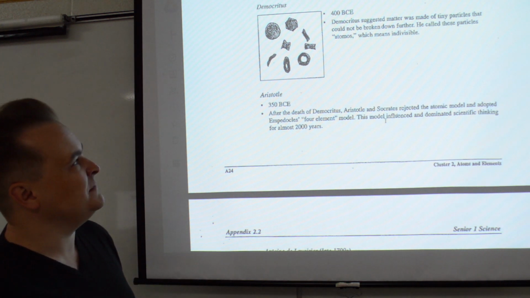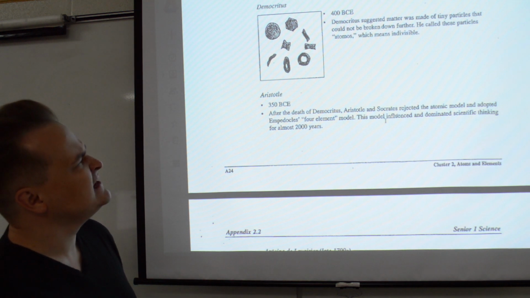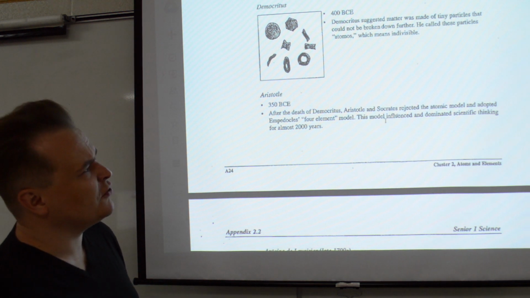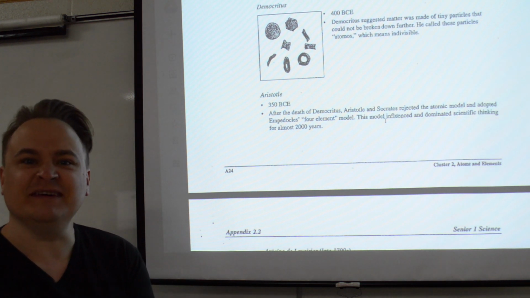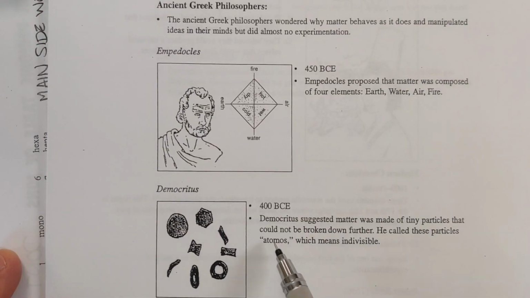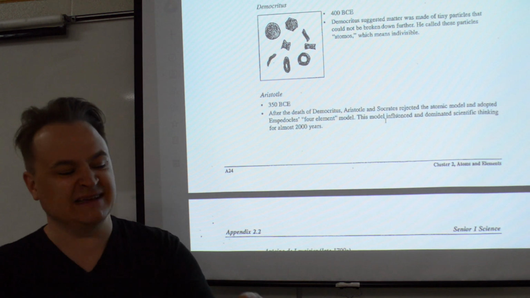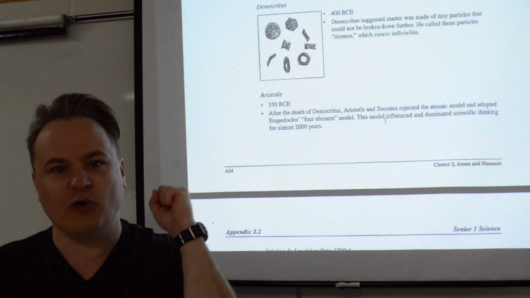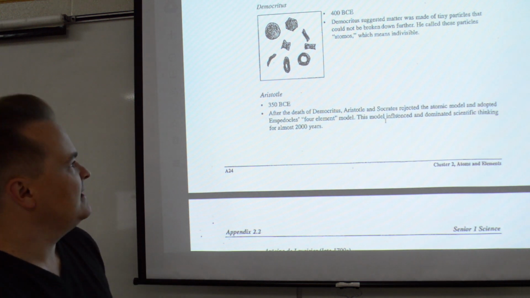At about 400 BC, he suggested matter was made up of tiny particles that could not be broken down further. He called these particles atomos, which means indivisible. So that's where the word atom comes from. So that's something you might want to know, right? Atom means indivisible, which means an atom is the smallest form of matter that we know. One atom has protons, neutrons, and electrons in it.